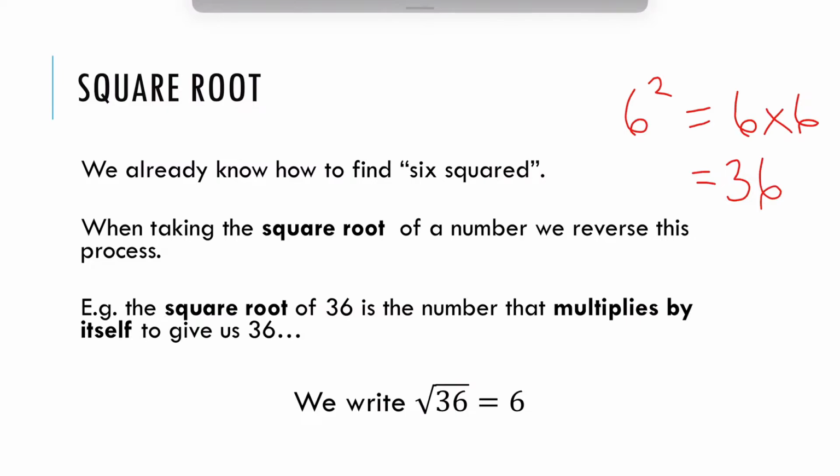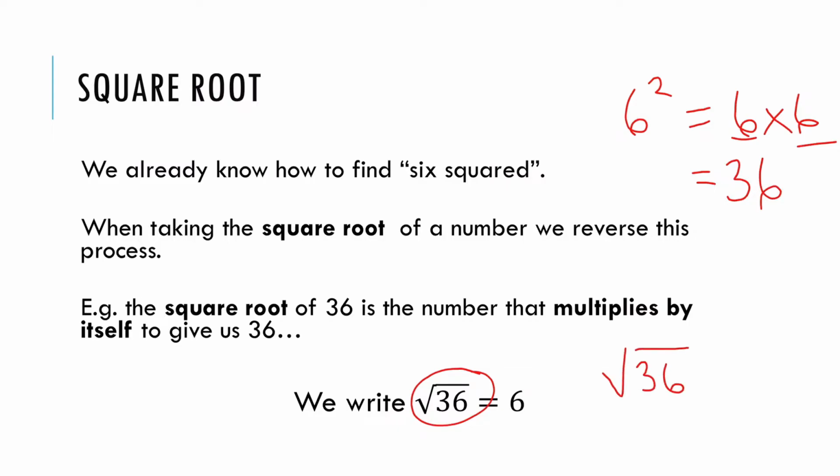So you might be asked, what is the square root of 36? And that is the number that multiplies by itself to give us 36. So we know the number that multiplies by itself is 6. Therefore, the square root of 36 is equal to 6. The symbol we use for square root is this tick that is over the 36. So this would mean square root of 36. Okay?